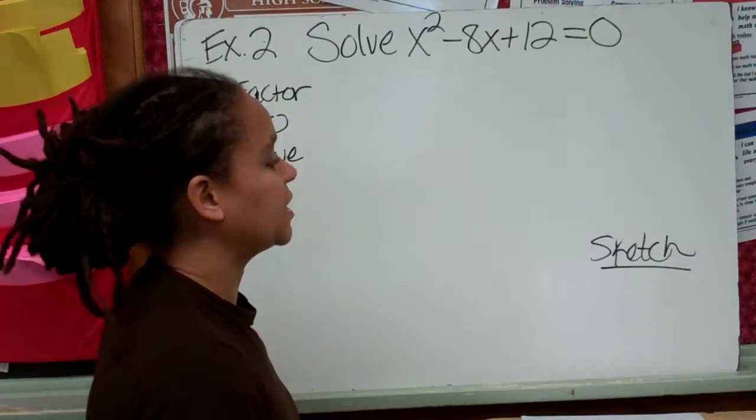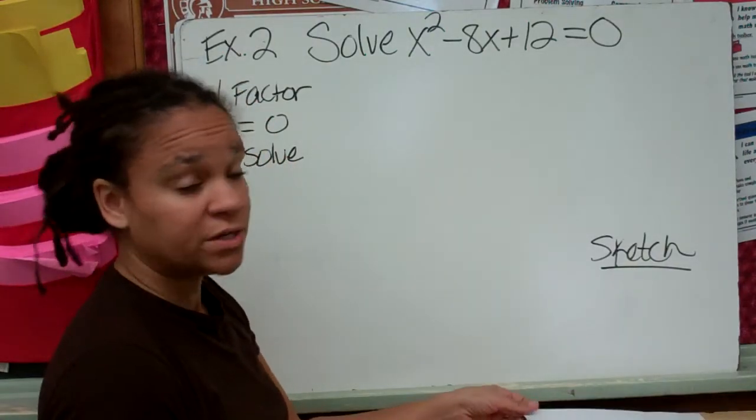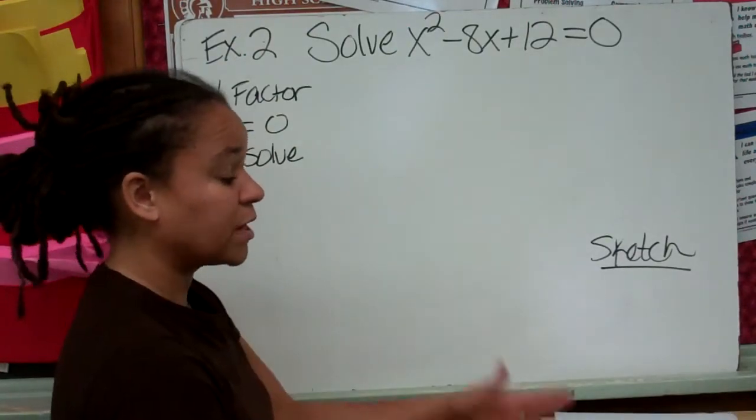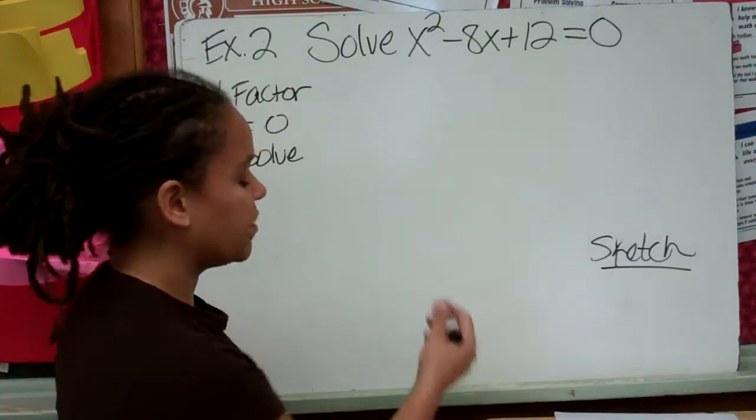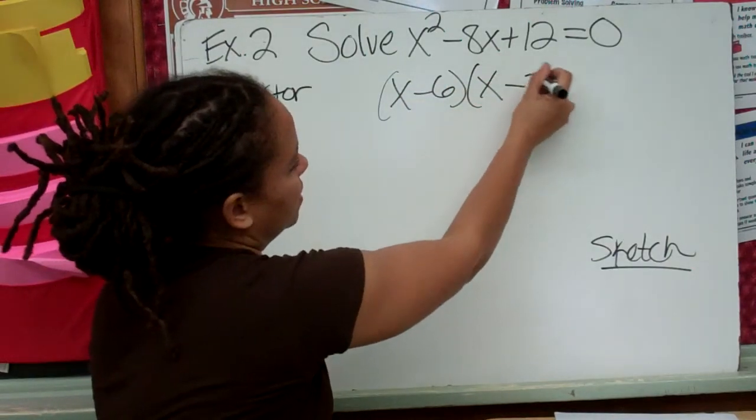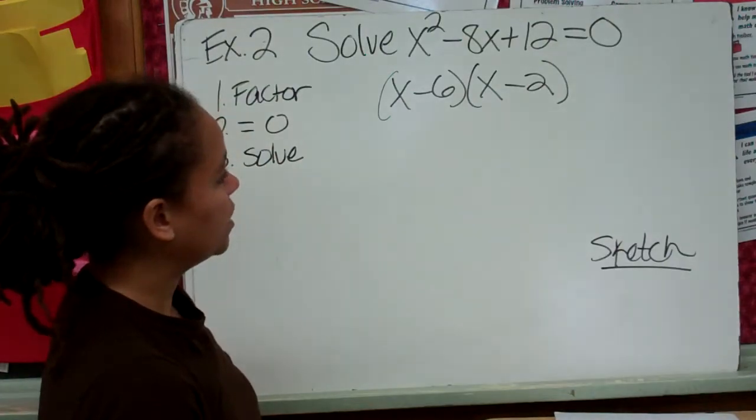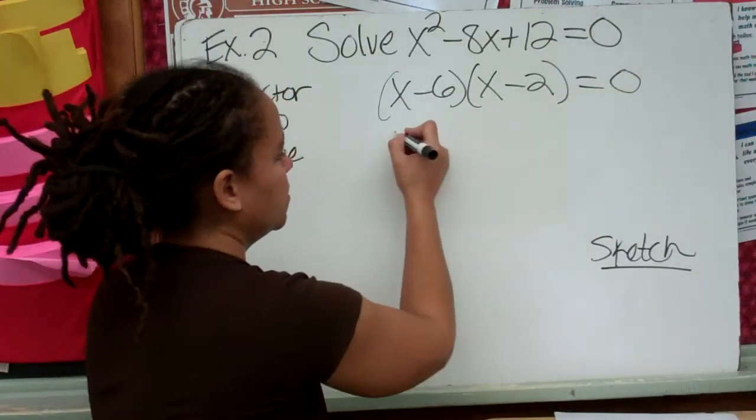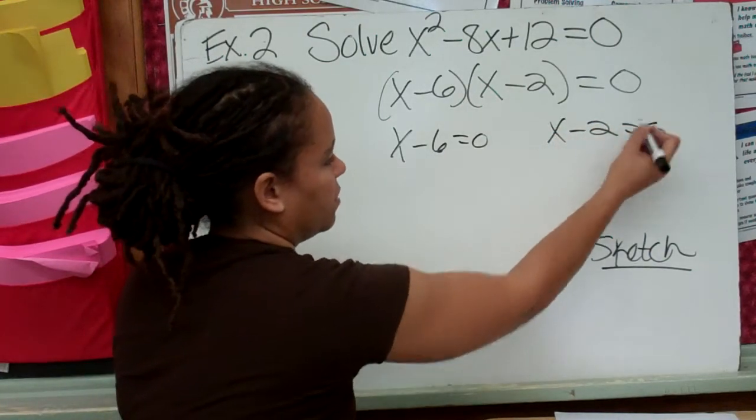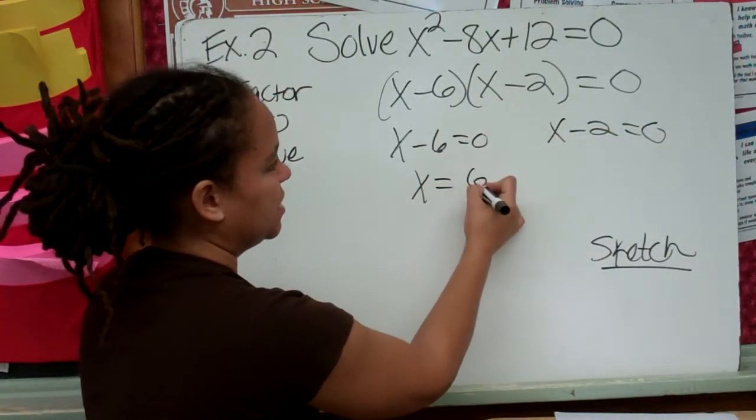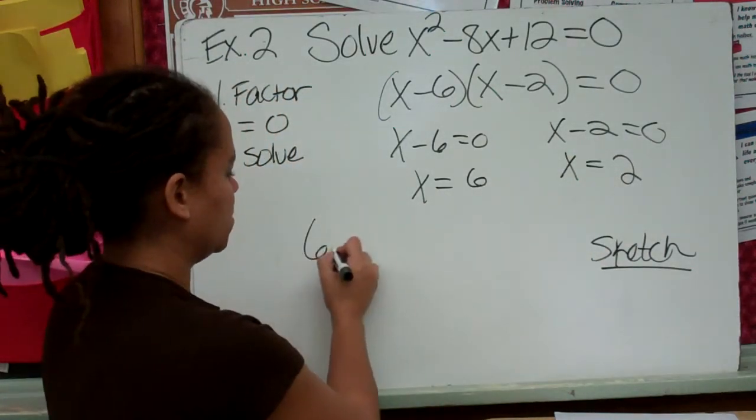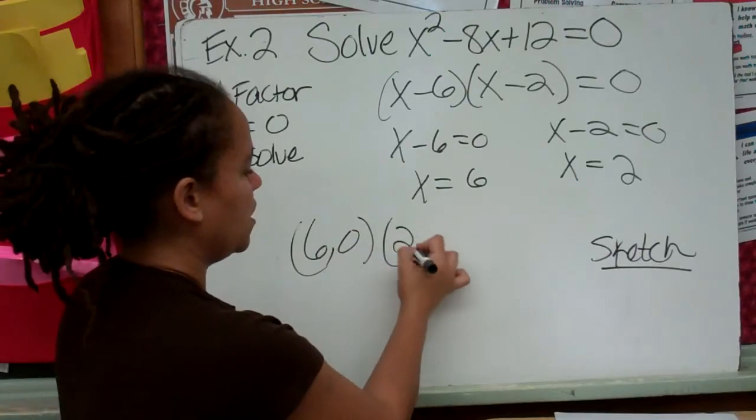All right, let's look at another example. X squared minus 8x plus 12. So we're going to factor it, set each one equal to 0, solve them. And then we're going to sketch as well. So this factors into x minus 6, x minus 2, and then we're going to set each one equal to 0. So x minus 6 equals 0, x minus 2 equals 0. Of course, this just means x is going to be 6, x is going to be 2. So my answers are 6, 0, and 2, 0.